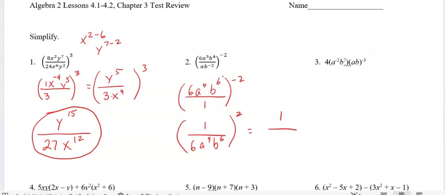So 1 squared is 1. 6 squared is 36. A to the 4th squared is a to the 8th. Remember that rule of power being raised to a power. And b to the 6th squared is b to the 12th. And there's your answer for number 2.